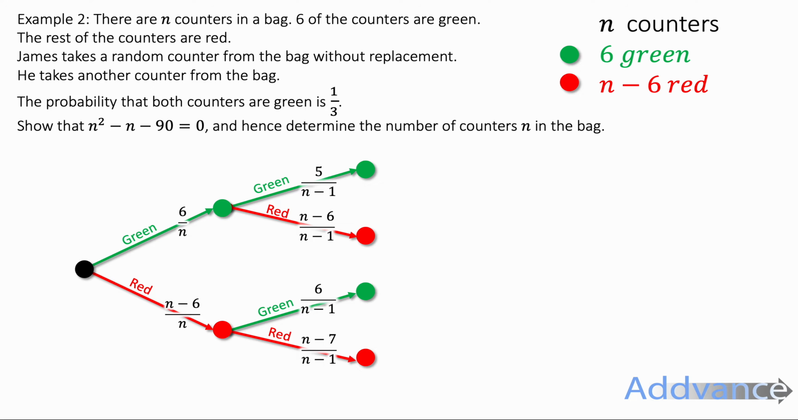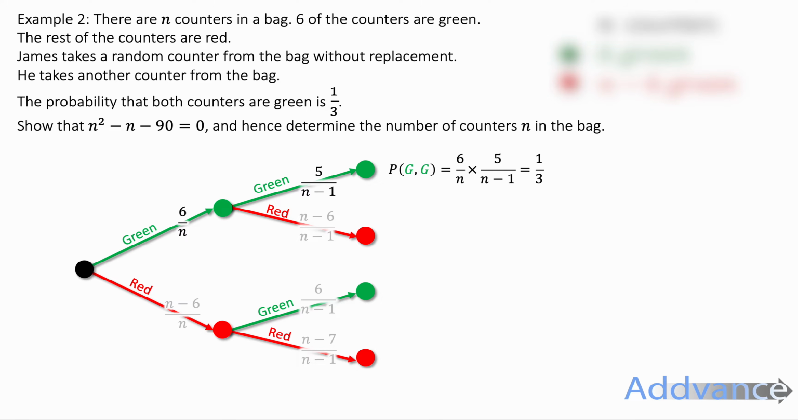It says the probability of both counters being green is 1/3. So the probability of green and green is 6 over n times 5 over n minus 1. And that's equal to 1/3. That's what it says in the question. The probability of two greens is 1/3. We can simplify that fraction to be 6 times 5 over n times n minus 1. And that's equal to 1/3, which is equal to 30 on the top.